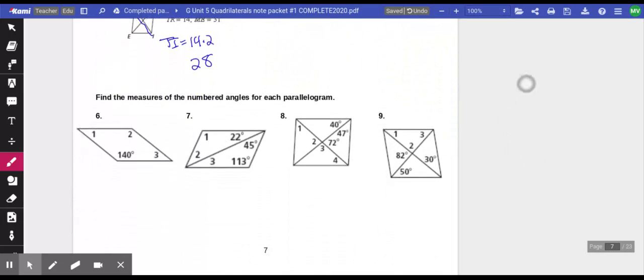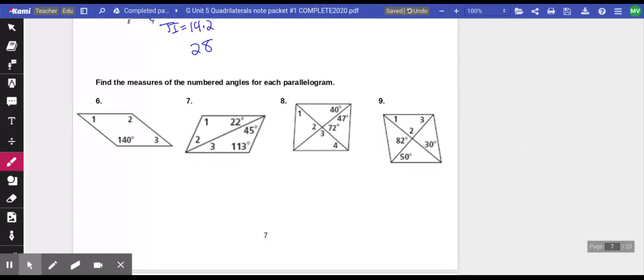Now we're looking for the missing angles. So in my missing angles, I know opposite angles are congruent. So that means angle 2 equals 140. I also know that the opposite sides are parallel. So that means 1 and 140 are supplementary because those are same side interior angles. So angle 1 equals 180 minus 140. So that's 40. And that's also how much angle 3 is.